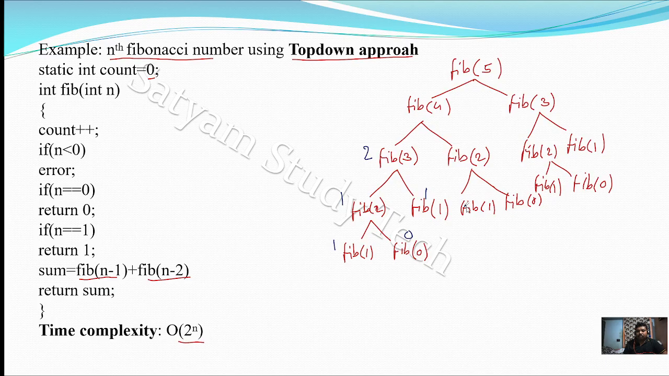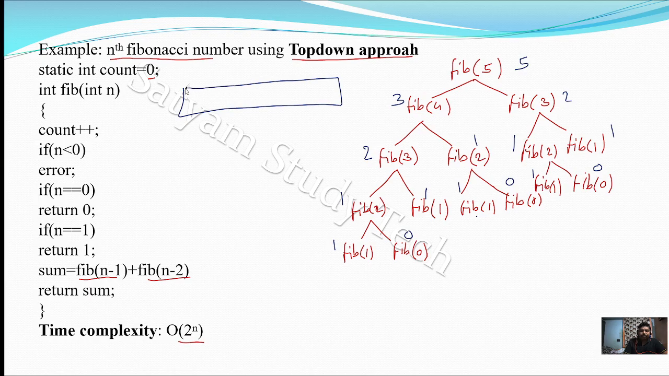Now here also you can see fib of 1. Again you are calculating the same subproblem. Again you calculate the same problem here also. So fib of 1, here fib of 0, and fib of 2 here is 1. So fib of 4 is 2 plus 1, that is fib of 3 here. Then here fib of 1 returns 1, and fib of 0 returns 0. Fib of 2 is 1 plus 0, that is 1, and fib of 1 returns 1. Fib of 3 returns 1 plus 1, that is 2, and fib of 5 is 3 plus 2, that is 5.